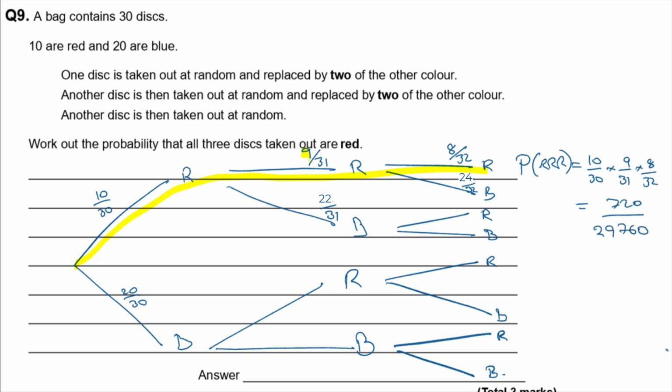29760. Okay, now again, I'm not going to bother to cancel it down because you don't get any extra credit. It doesn't say right in its lowest terms. Not going to bother. 720 over 29,760.